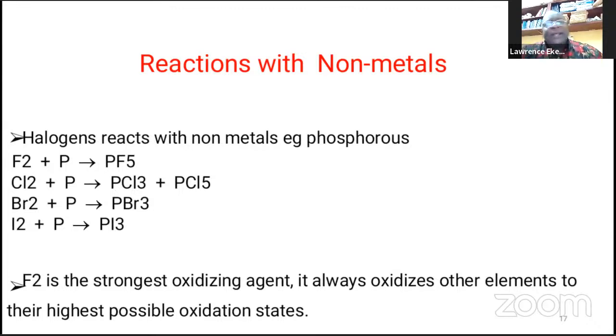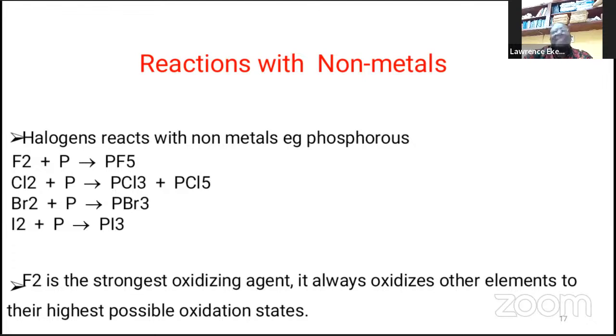So fluorine reacts more with the non-metals because it's the strongest oxidizing agent. So it oxidizes other elements to their highest possible oxidation states. But if you look at bromine and iodine, they cannot oxidize other non-metals to their highest oxidation states. Because of their weak oxidizing power, they can only oxidize to oxidation state +3.